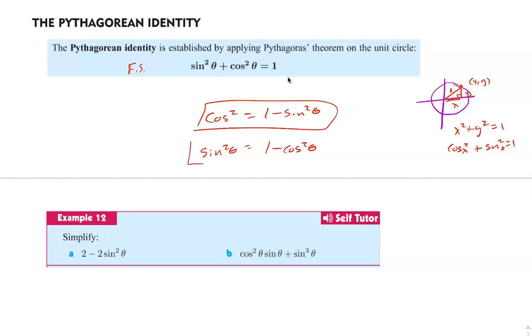So all three of these formulas are equally important. Maybe this one's the most important, but these are very, very important also. So sine squared plus cosine squared equals 1. That is in your formula sheet.